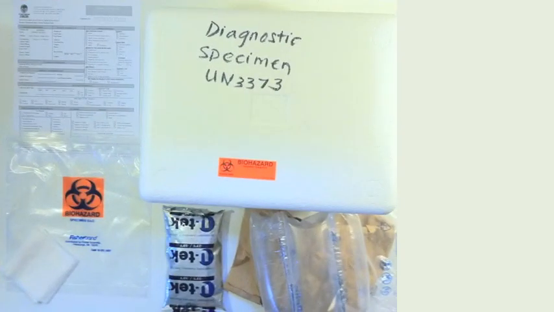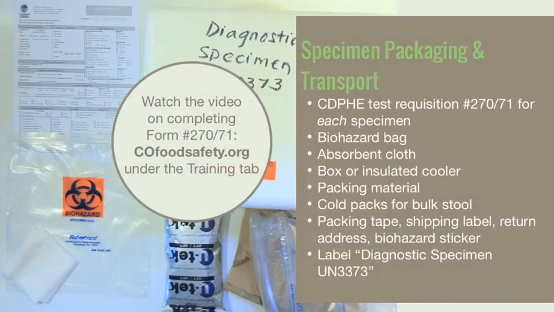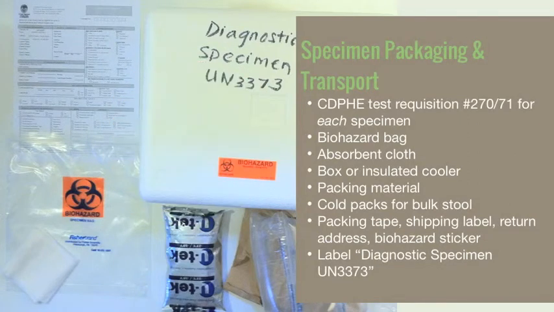For specimen packaging, you'll need a completed CDPHE Test Requisition Form 270-271 for each specimen. You will need to place the Amies swab tubes, O&P vials, or bulk stool container into a biohazard bag. Each specimen should be placed in its own biohazard bag. Please do not place multiple specimens into a single bag.